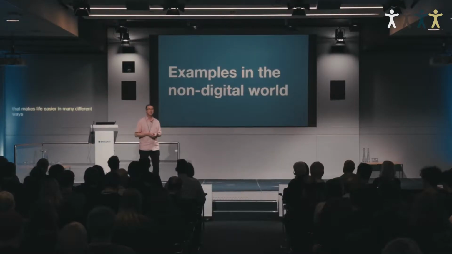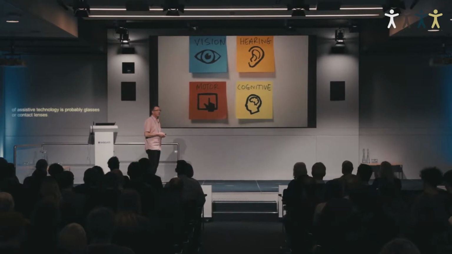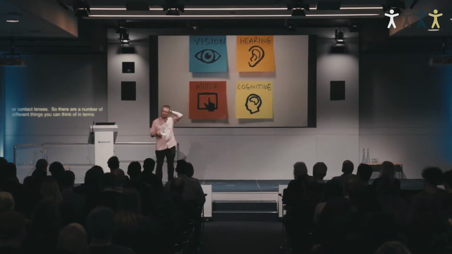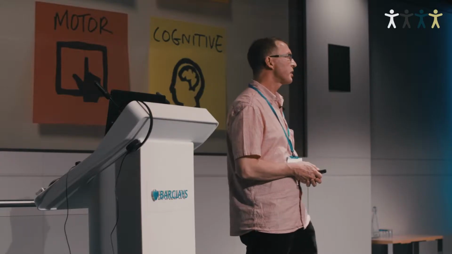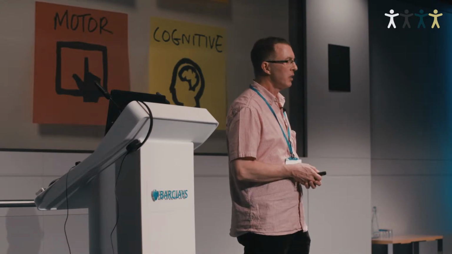So thinking about some examples, first of all, in the non-digital world, the most common piece of assistive technology is probably glasses or contact lenses. There's a number of different things you can think of in terms of assistive technology that help in various different ways. So we're thinking about different needs here in terms of vision, in terms of hearing, in terms of motor skills, and in terms of cognition or cognitive skills.